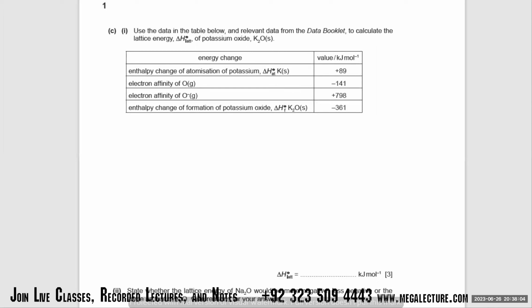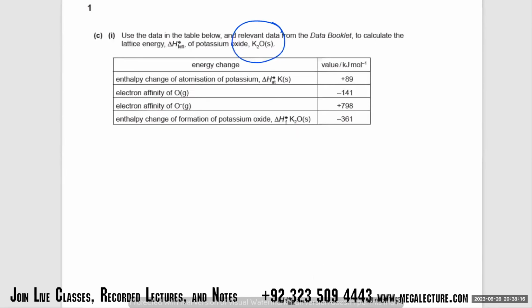Now this one is about the enthalpy of formation of K2O, potassium oxide. That's your ionic lattice over here. So what we need to do is he's asking us to calculate the lattice energy of this thing, and some data is provided. So we're going to use that.